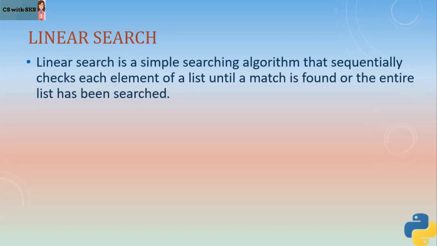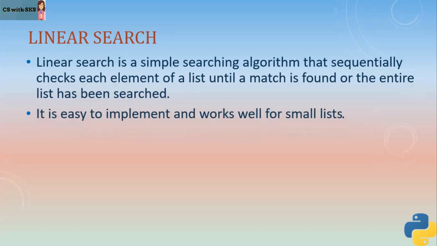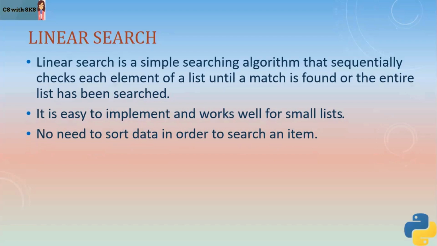We compare with each and every item until we find a match or there is no match and the list is exhausted. It is completed. In that case, the search item is not present in the list. So this is linear search. It is very easy to implement and it works very well for small lists. And sorted data is not required. An unordered list can also be used, or we can perform linear search on any unordered list.